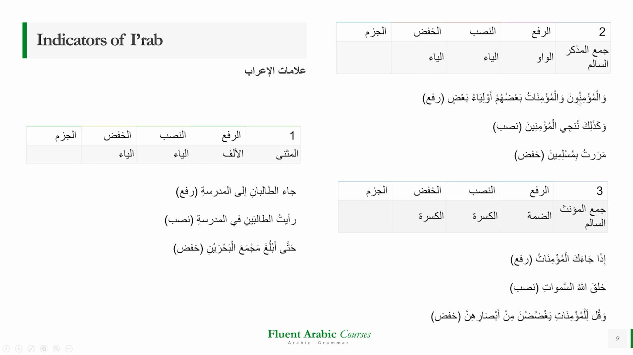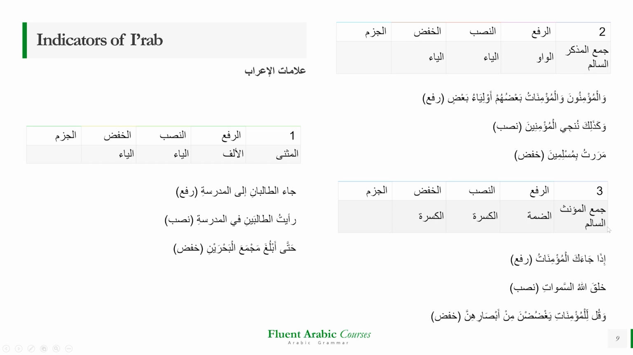وَالْمُؤْمِنُونَ. Here the waw indicates the i'rab. The waw is the indicator of the i'rab. وَكَذَلِكَ نُنْجِي الْمُؤْمِنِينَ. Here it is in the state of nasab, so it uses the ya. مَرَرْتُ بِالْمُسْلِمِينَ. Again, the state of khafdh by ya.